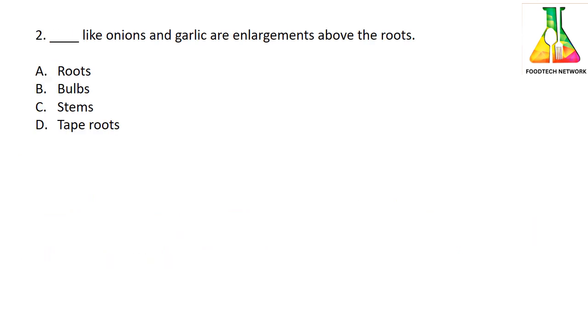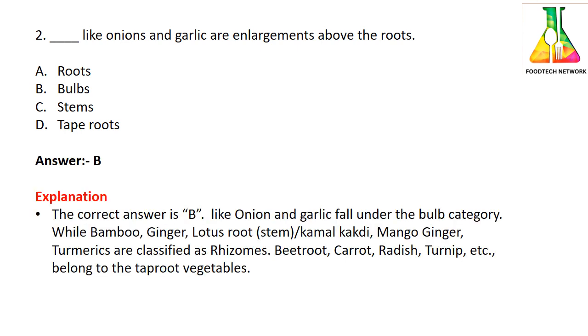Dash like onions and garlics are enlargements above the roots. Option A roots, option B bulb, option C stem, and option D tap roots. B, that is bulb. Onion and garlic fall under the bulb category, while bamboo, ginger, lotus root, that is kamal kakdi, mango ginger, turmeric are classified as rhizomes, and beetroot, carrot, radish, turnip, etc. belong to the tap roots of vegetables.